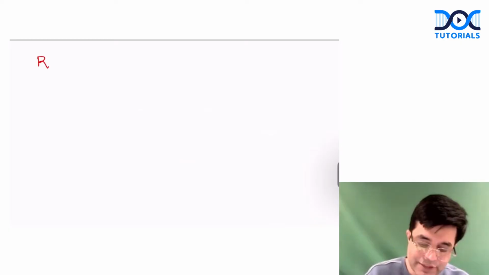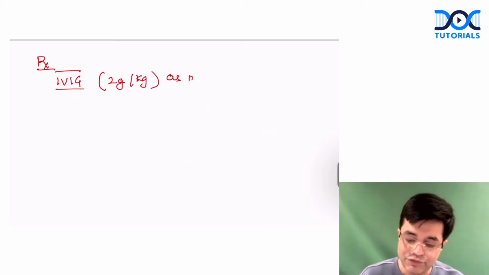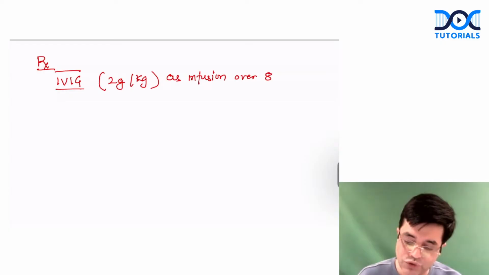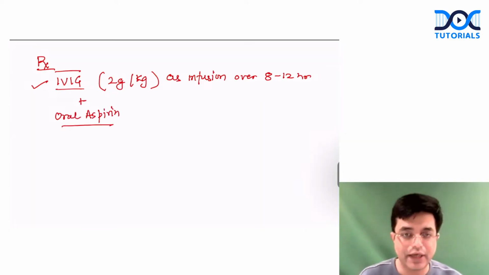In a patient of Kawasaki disease, the drug of choice will be IVIG, intravenous immunoglobulin, in a dose of 2 gram per kg. It is given as infusion. It should be given as infusion over 8 to 12 hours. So IVIG is given. Along with that, you start the patient on oral aspirin. Aspirin is always given in a high dose.